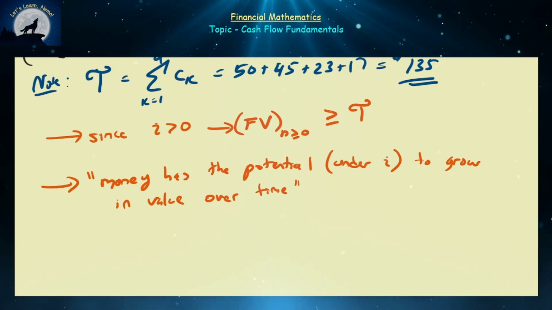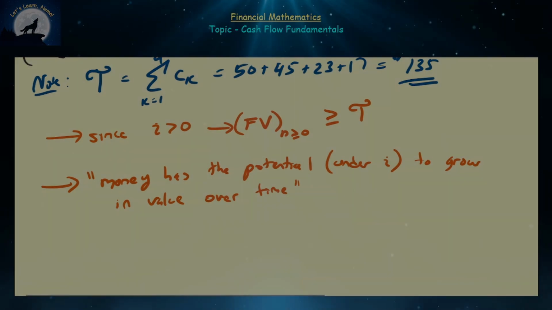So money has the potential under this interest rate to grow in value over time. In particular, you can grow 135 into 206 over the next 4 periods of time. So that's what this future value represents.